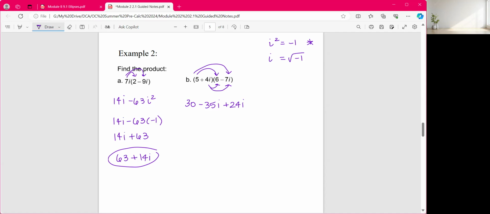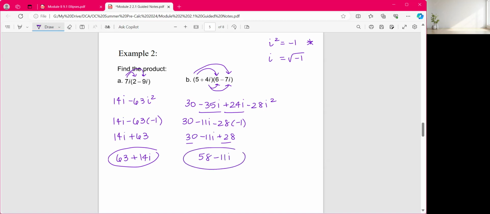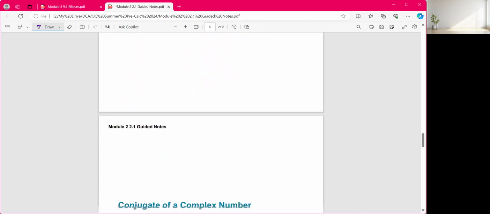4i times negative 7i is negative 28i squared, right? I times I is I squared. Let's see what we can simplify. We can do negative 35i plus 24i. That's going to give us negative 11i minus 28i squared. I'm going to substitute that negative 1 in for I squared, which then lets us make this a plus 28. Negative 28 times negative 1 is 28. We can combine some like terms here, and my final answer is 58 minus 11i. Real number first, imaginary part second.